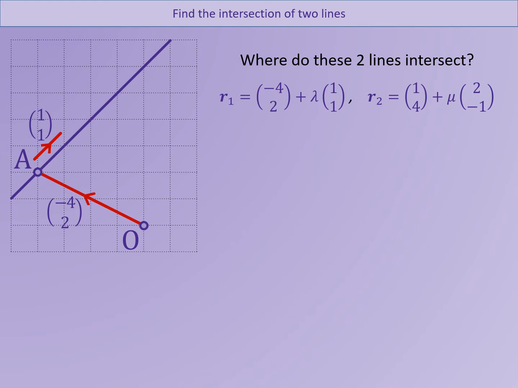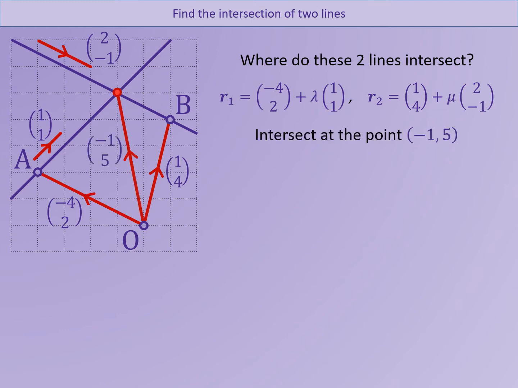And then for the second line, the particular point on the line is (1, 4), and then the direction of the line is (2, -1). So we can see by looking at the diagram that the two lines intersect at the point with position vector (-1, 5). The question is, could we do this without plotting the graph accurately each time?